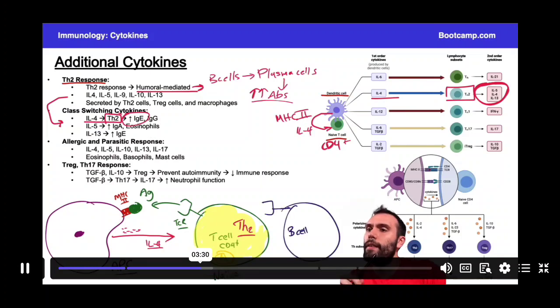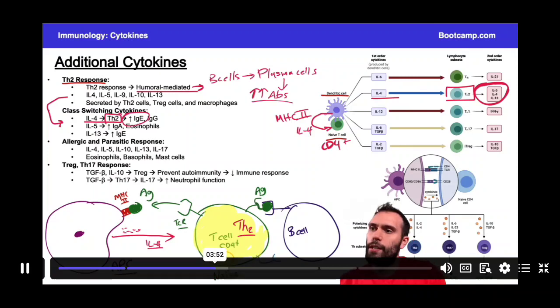And let's just say that we have some B cell here. And remember what I told you in the beginning, B cells can also bind antigens, right? So this B cell might have the same antigen that this antigen presenting cell had. And that can also bind to this T helper 2 cell. Okay, so when this happens, the B cell can also become activated.